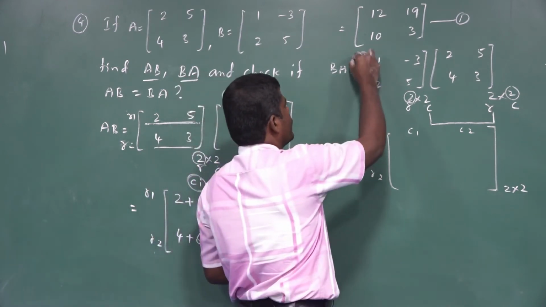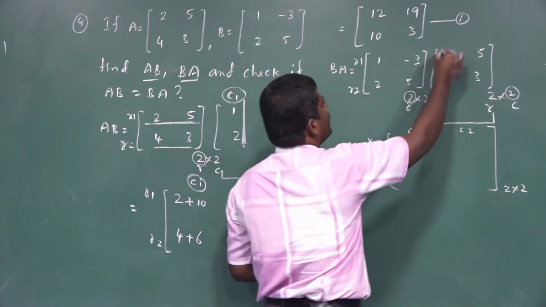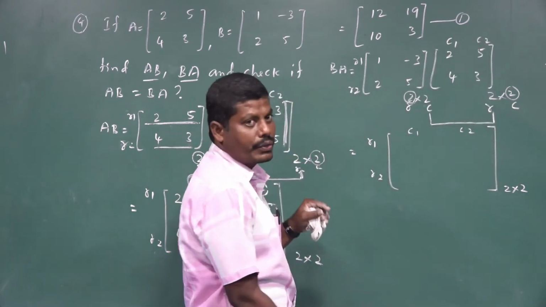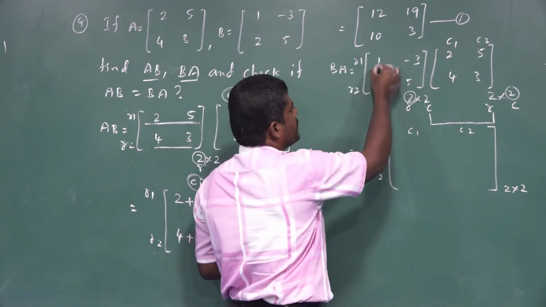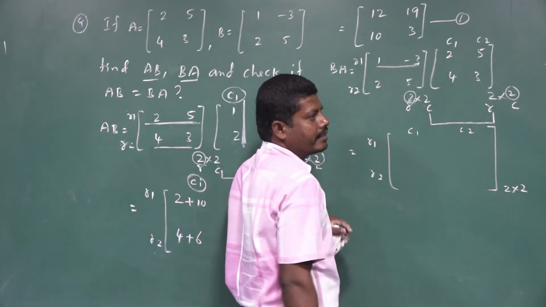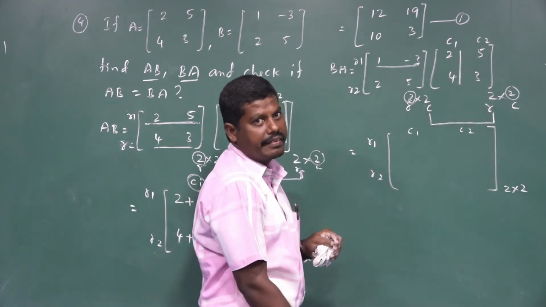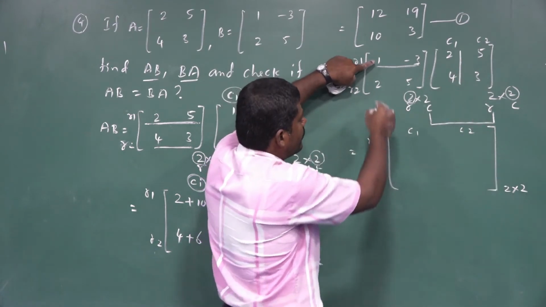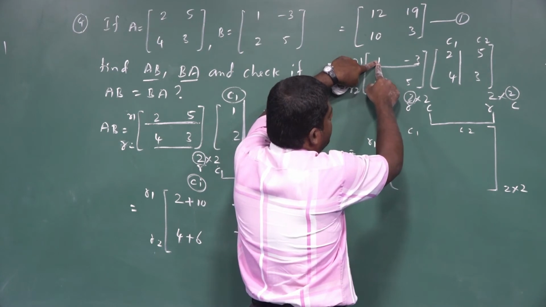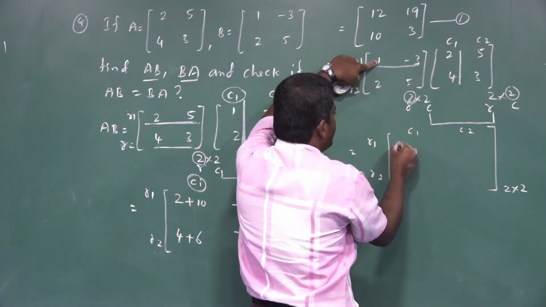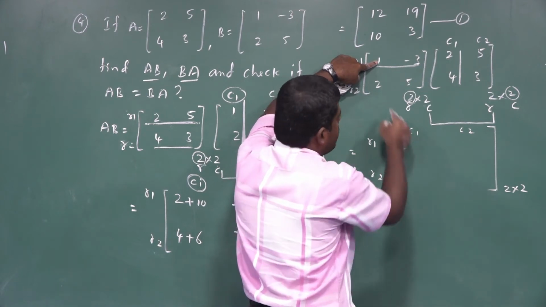Same thing here also you want to do. This is row 1, this is row 2. This is column 1, this is column 2. Understand? Same thing we want to do here. You take the first row in the first matrix and the first column in your second matrix. You want to multiply. You take the first element here, here also you take the first element. 1 multiplied by 2 is 2. Understand?